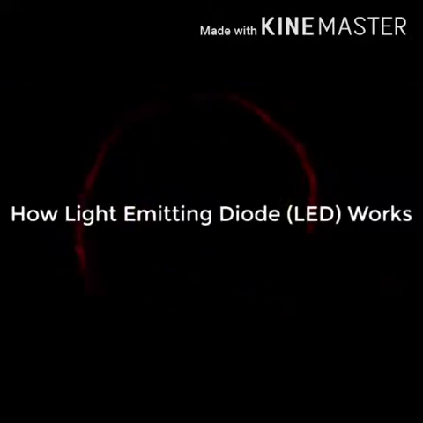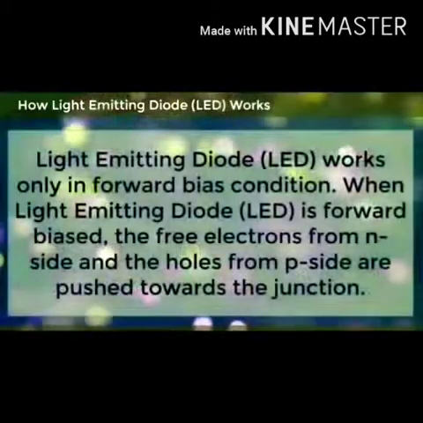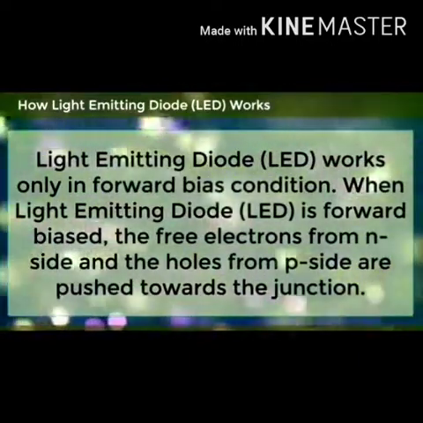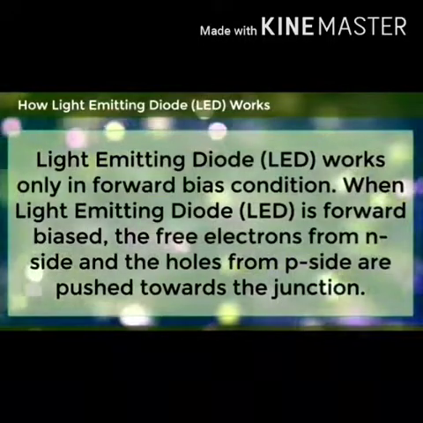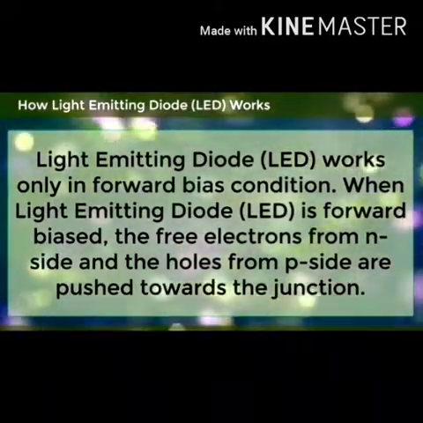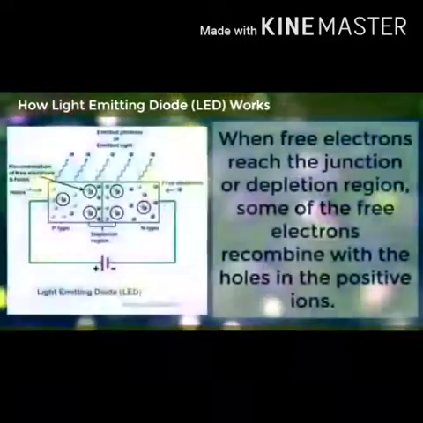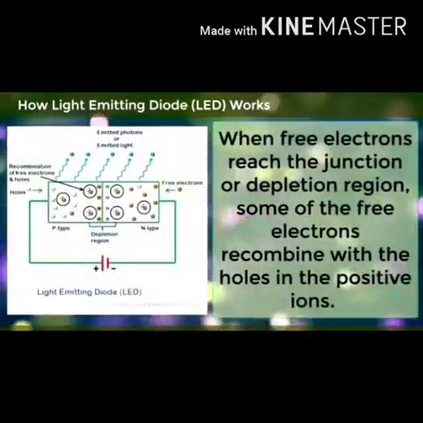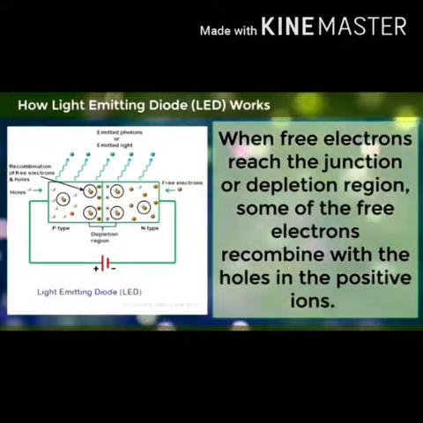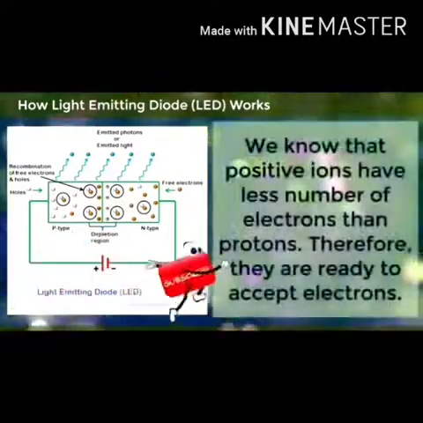How do light emitting diodes work? A light emitting diode works only in the forward bias condition. When a light emitting diode is forward biased, the free electrons from the N side and the holes from the P side are pushed towards the junction. When free electrons reach the junction or depletion region, some of the free electrons recombine with the holes.